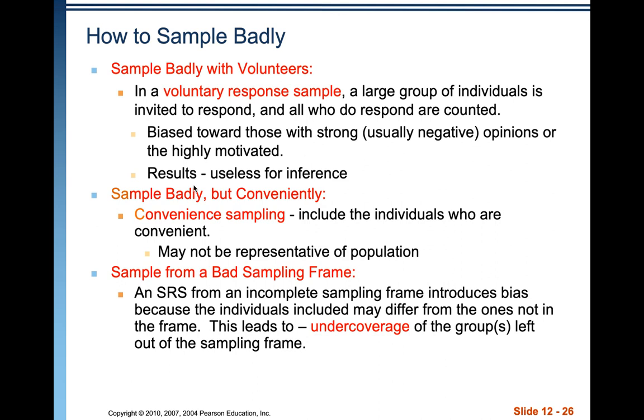Another thing you can do that's not going to be very helpful is to sample from a bad sampling frame. You can conduct the best simple random sample from an incomplete sampling frame, and it's still going to produce bias. The reason is that the individuals who weren't included may differ from the ones in the frame. This leads to undercoverage of the groups left out of the sampling frame.